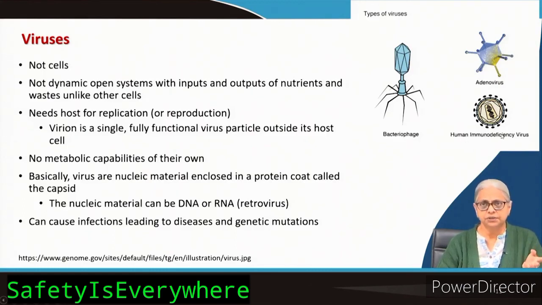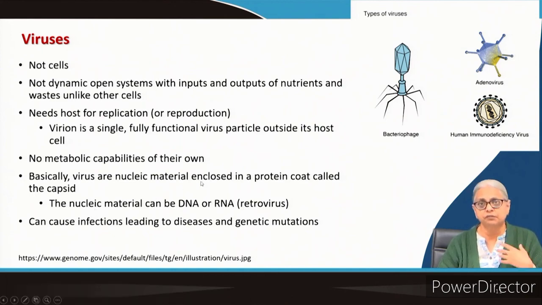HIV, which causes AIDS, acquired immunodeficiency syndrome, is caused by the HIV virus, and that's also a human virus. It causes infections in human beings. So these infections can lead to diseases, it can lead to genetic mutations, it can lead to cancers. All these things have been proven by now.